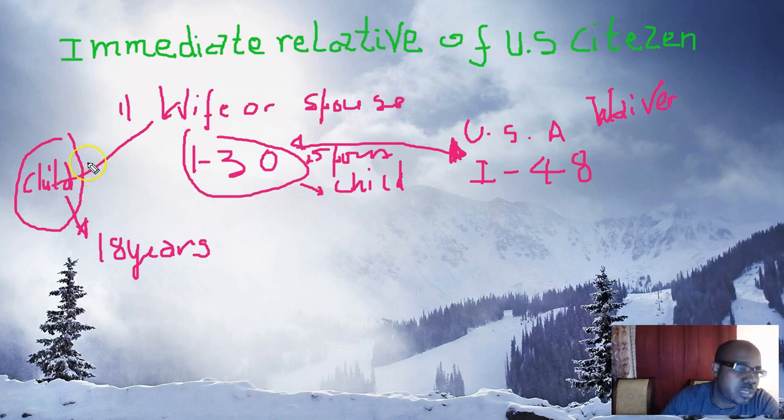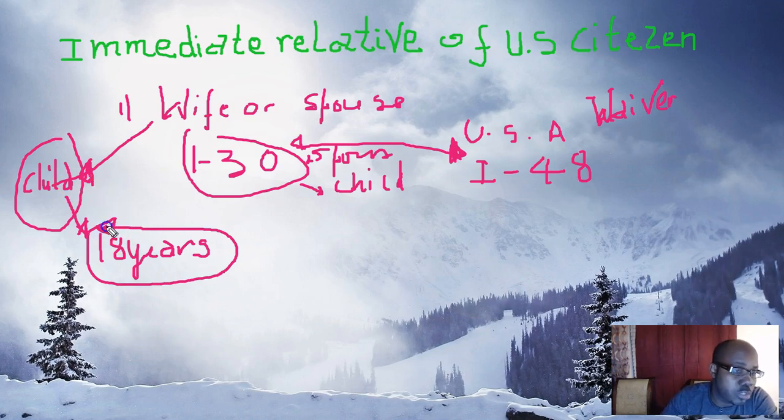A stepchild can be considered a child of the U.S. citizen if the marriage to the U.S. citizen occurs before this child turns 18. At this point, the U.S. citizen that you marry can file an application for this child, who is his stepchild. But remember, the marriage must occur before this child turns 18, okay?